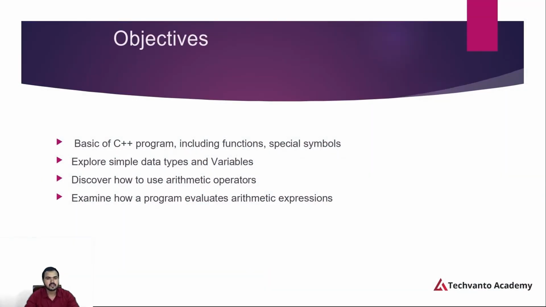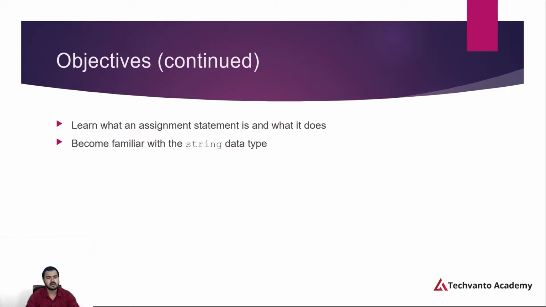Hi, in this section we're going to learn some of the basics of C++ programming, including what functions are and what special symbols we are going to be using in a programming language. We're also going to learn what a programming language is, and we will explore some of the data types and variables that we are going to be using. We'll discover how to use the arithmetic operators and examine how a program evaluates arithmetic expressions. We're also going to learn what an assignment statement is and what it does, and we're going to learn about the string data type and how it works in C++ programming.